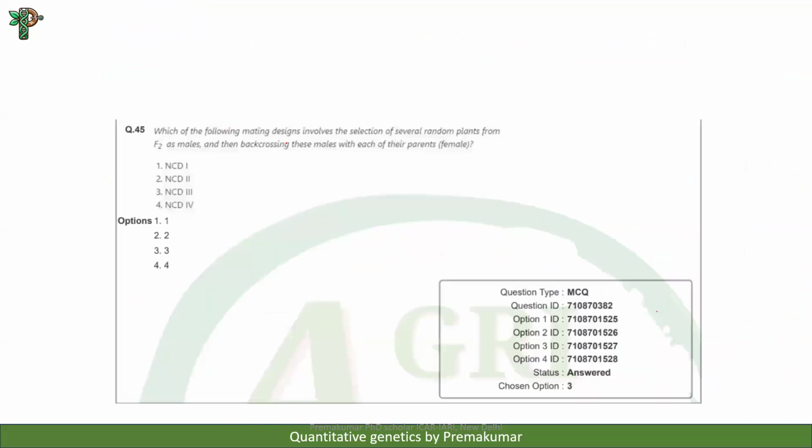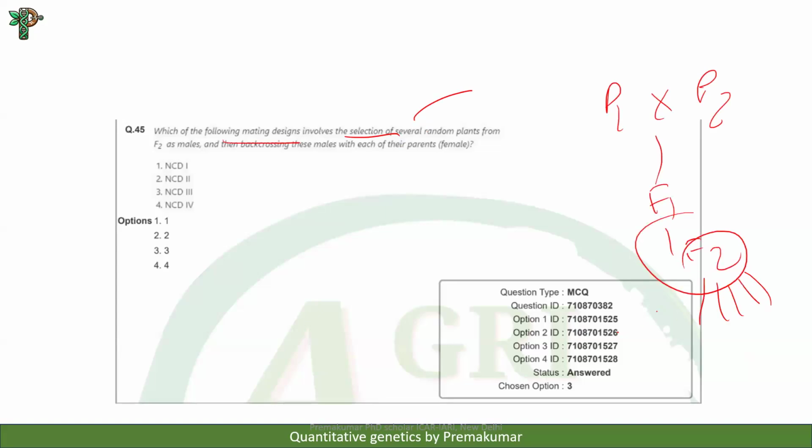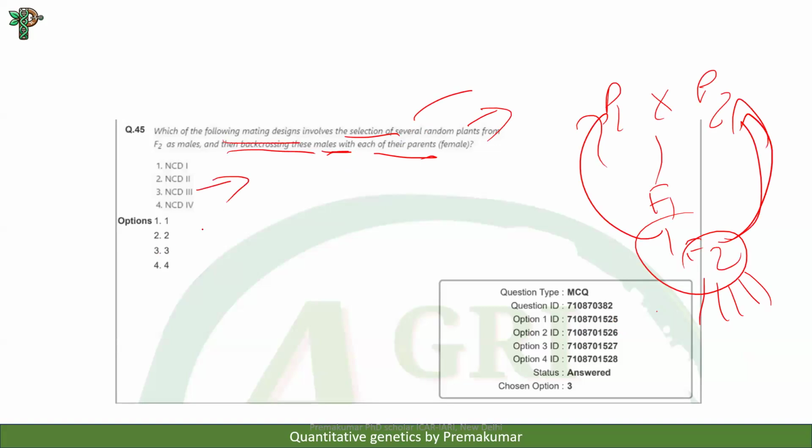Then, which of the following mating designs involves the selection of several random parents P1 and P2, and F1 and F2, selection of several F2 plants, and from the F2 plants, back crossing to each of the parents? Which design have we discussed? NCD3.